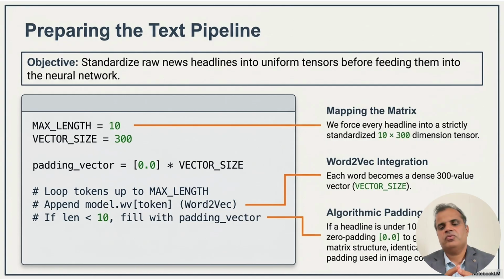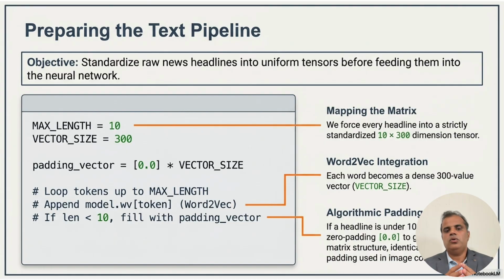In this system, we have to look at how we format our data pipeline in Python. Our neural network expects incoming data matrices to have identical shapes, but news headlines are naturally different lengths. To solve this, we force every single headline into a rigid tensor structure. As seen in the code block, we set a max length of 10 words and a vector size of 300 because of our word-to-vec embeddings.